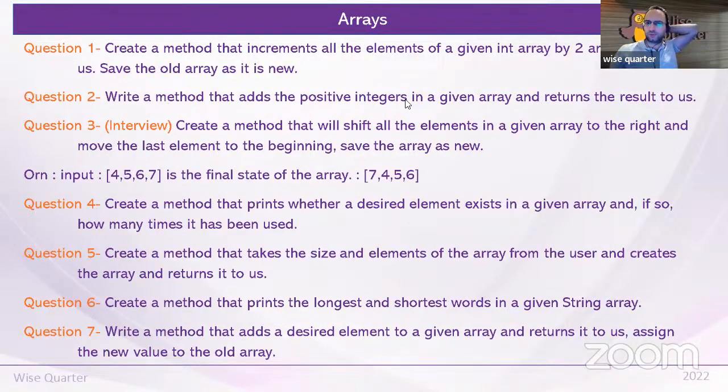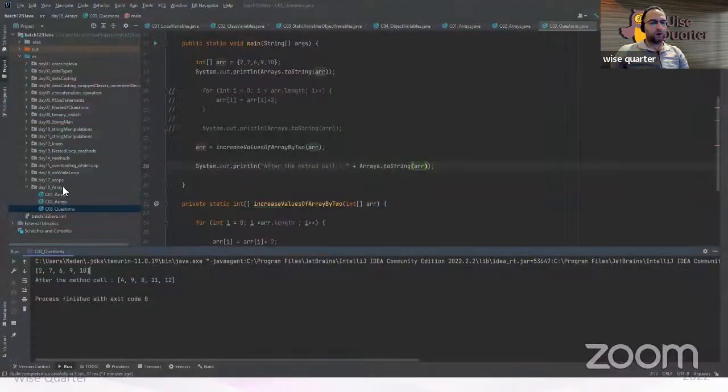Write a method that adds positive integers to a given array and returns the result to us. Okay, in the previous method, we set it to 2 and we did not dynamically create the increase amount. This time, in the second code, we will create a method that takes the array from us. Then the amount of the increase will also be taken from us. Then it will increase all the values by that amount. Let me copy the question and we can solve it in the code.